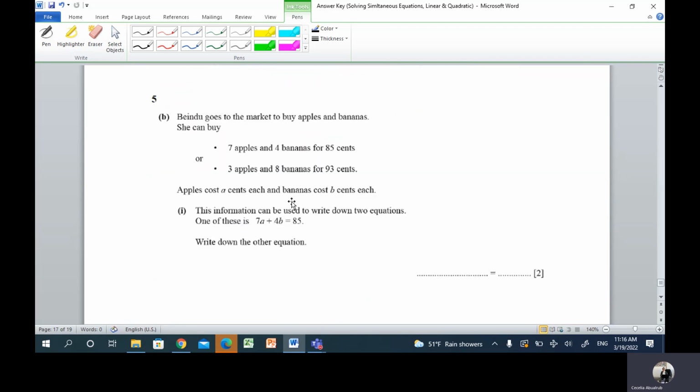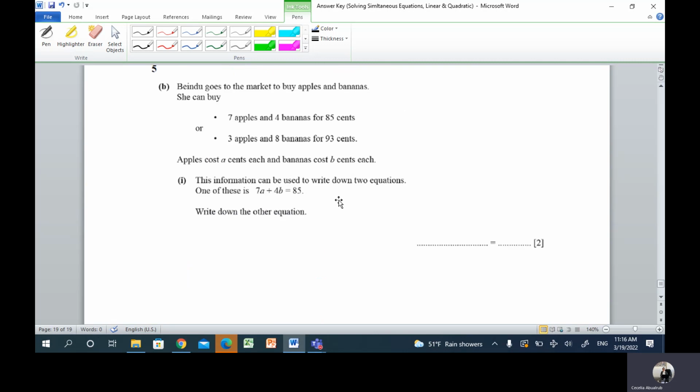I'm going to solve here to start the other way around. So I'm going to start with a word problem, okay? So B goes to the market to buy apples and bananas. She can buy 7 apples and 4 bananas for 85 cents.